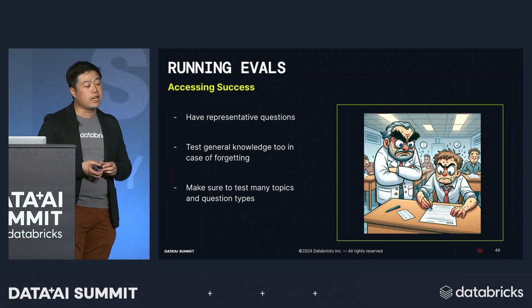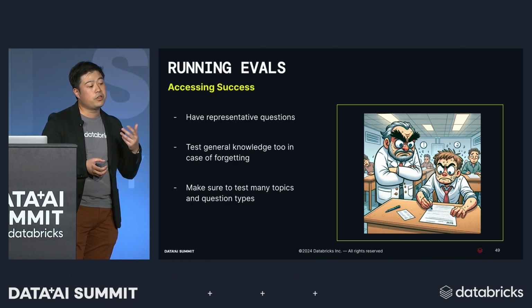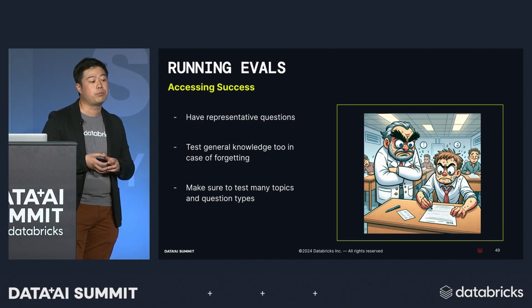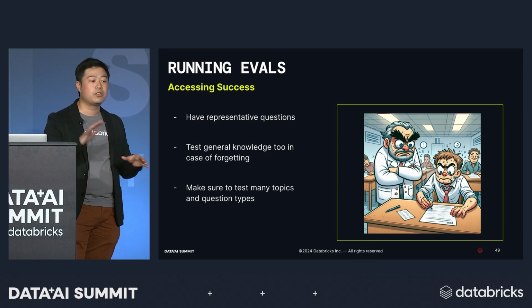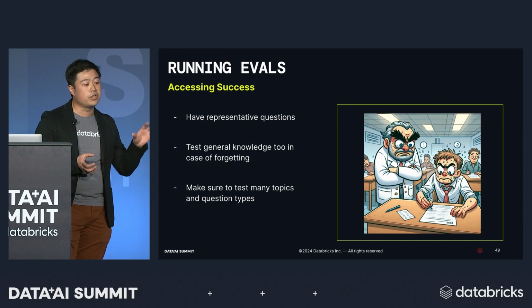Now, evals. As we said, key is evals. You need to have representative questions. You need full coverage of the types of questions and answers that your users are going to be putting in there in order to run evals. And make sure to test general knowledge as well. Maybe it starts making grammatical mistakes once you start fine-tuning on too much data, or if your input data is bad as well. So it's not just about testing your specific use case. Make sure you're testing a bit more generally as well.